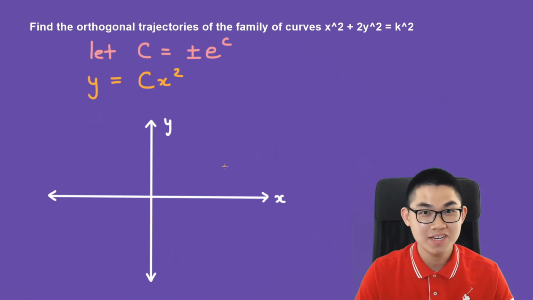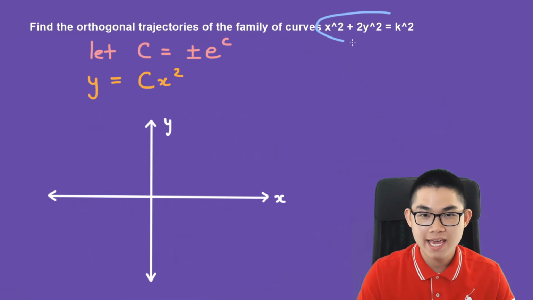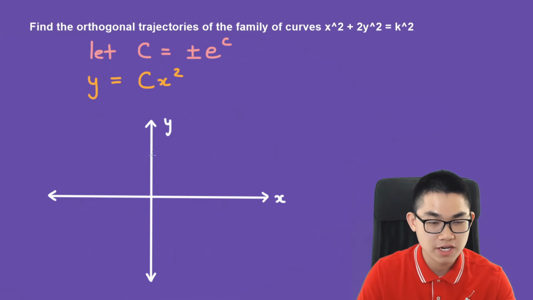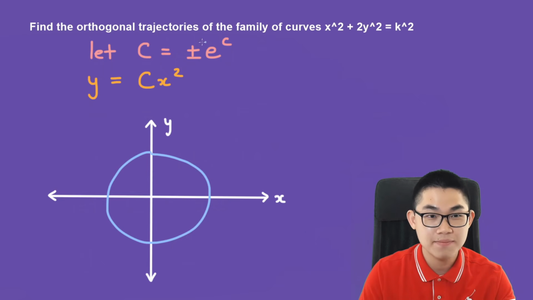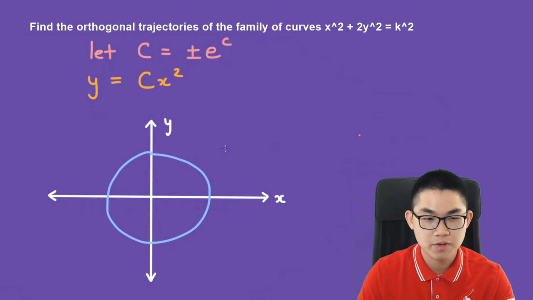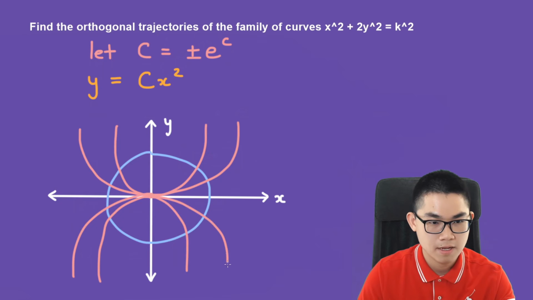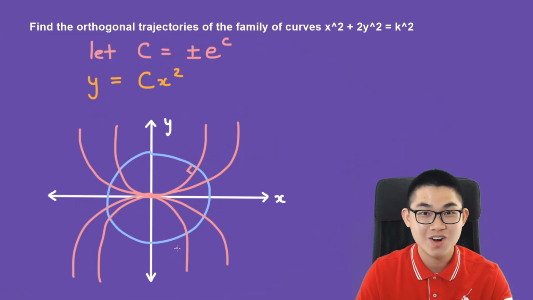So what do they look like? Well, for family A, this looks like the equation of a circle. So we have the equation of the circle. And then the family B is just quadratic, right? So we have something like this. And notice that when it intersects a circle, it will form a right angle.